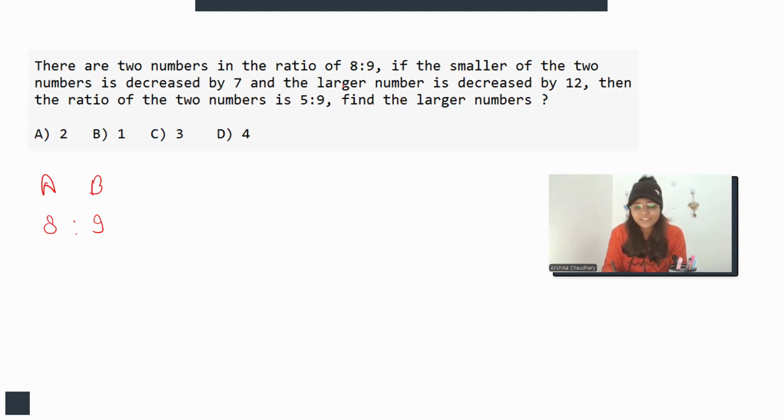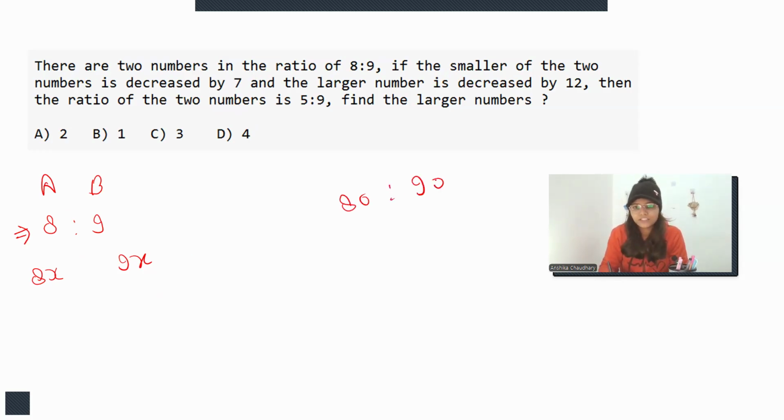See, the question is saying that this is the given ratio of the numbers, right? And if the smaller of the two numbers is decreased by 7, so basically we are decrementing 7 from the actual number, right? But not from the ratio. So what will be the actual number? It would be 8x. And what will be the next actual number? It will be 9x. What is the value of x? We don't know as of now.